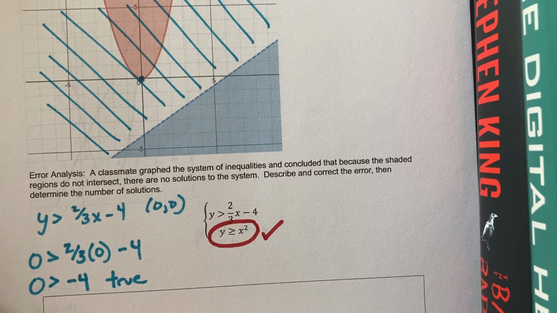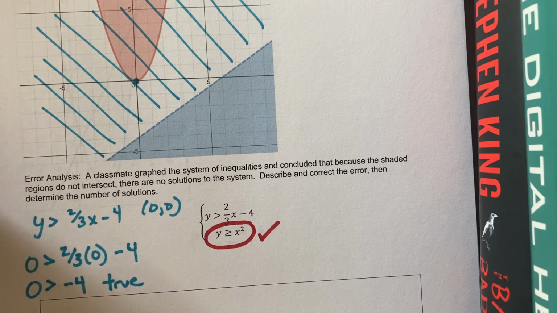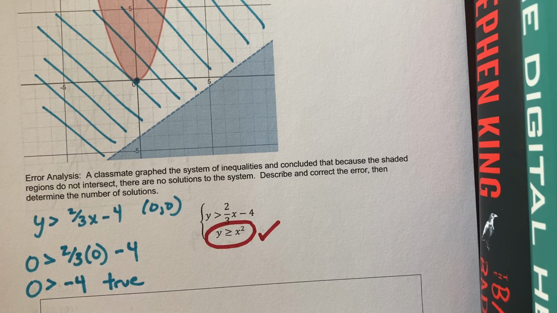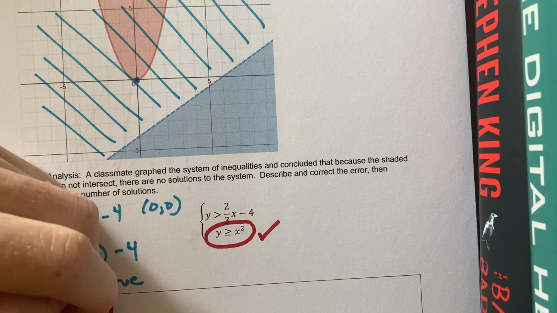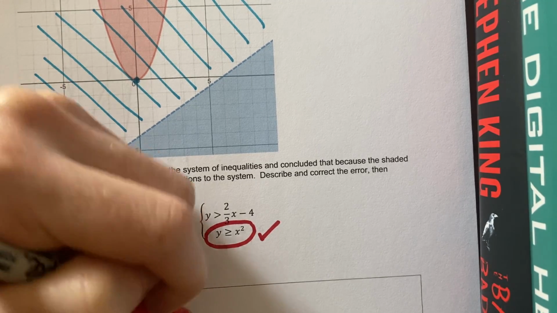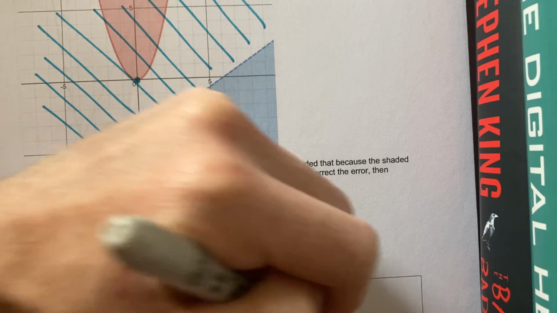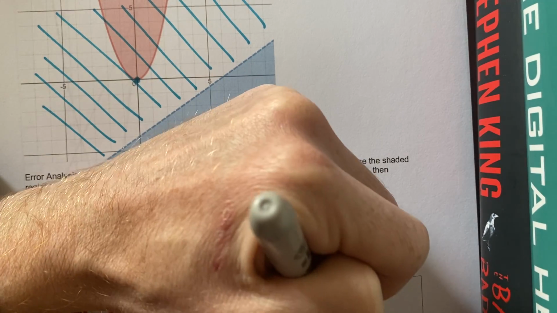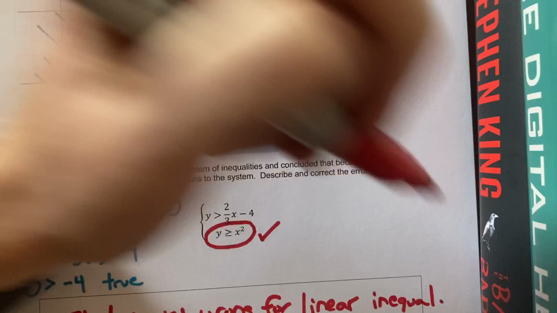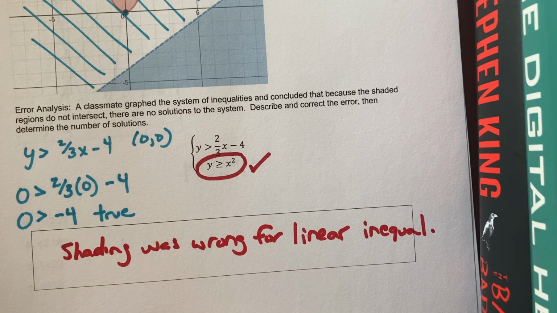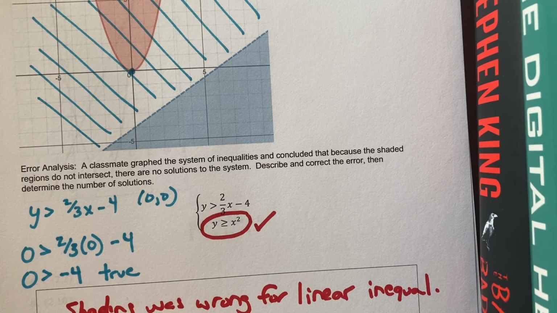It says describe and correct the error. So the shading was incorrect. The shading was wrong for the linear inequality. We wanted to shade above, so we corrected that. We already did that. And then lastly, it says determine the number of solutions.